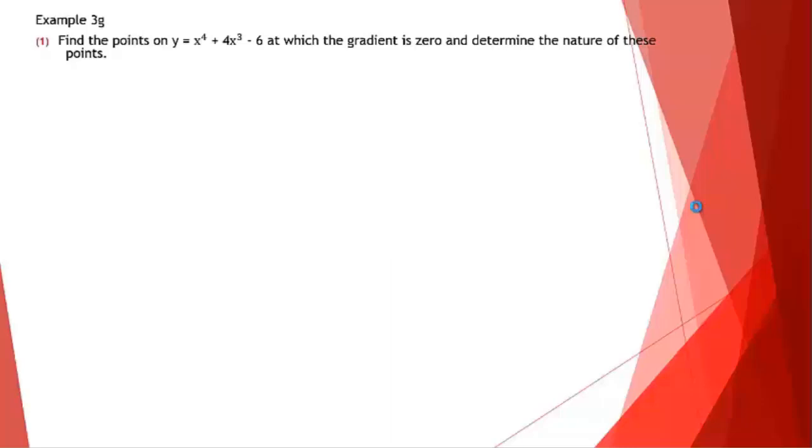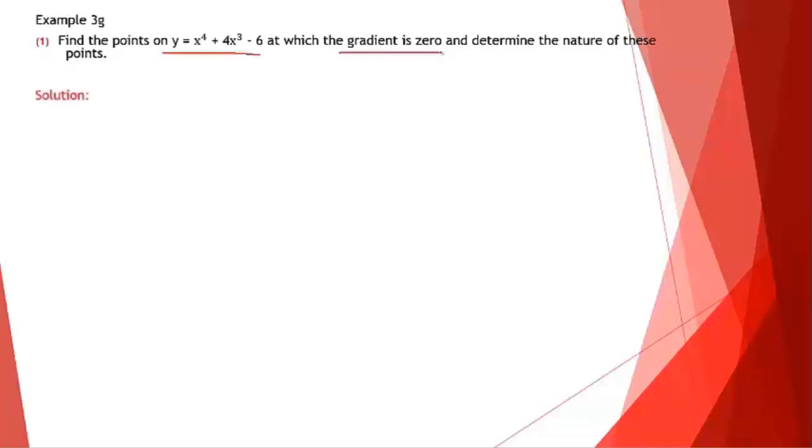Okay, find the points on y equals x to the power 4 plus 4x cubed take away 6 at which the gradient is 0 and determine the nature of these points. So we are given the equation of the graph, which is y equals x to the power 4 plus 4x cubed take away 6, and we are asked to find the points where the gradient becomes 0, and in addition to that we have to determine the nature of the points.